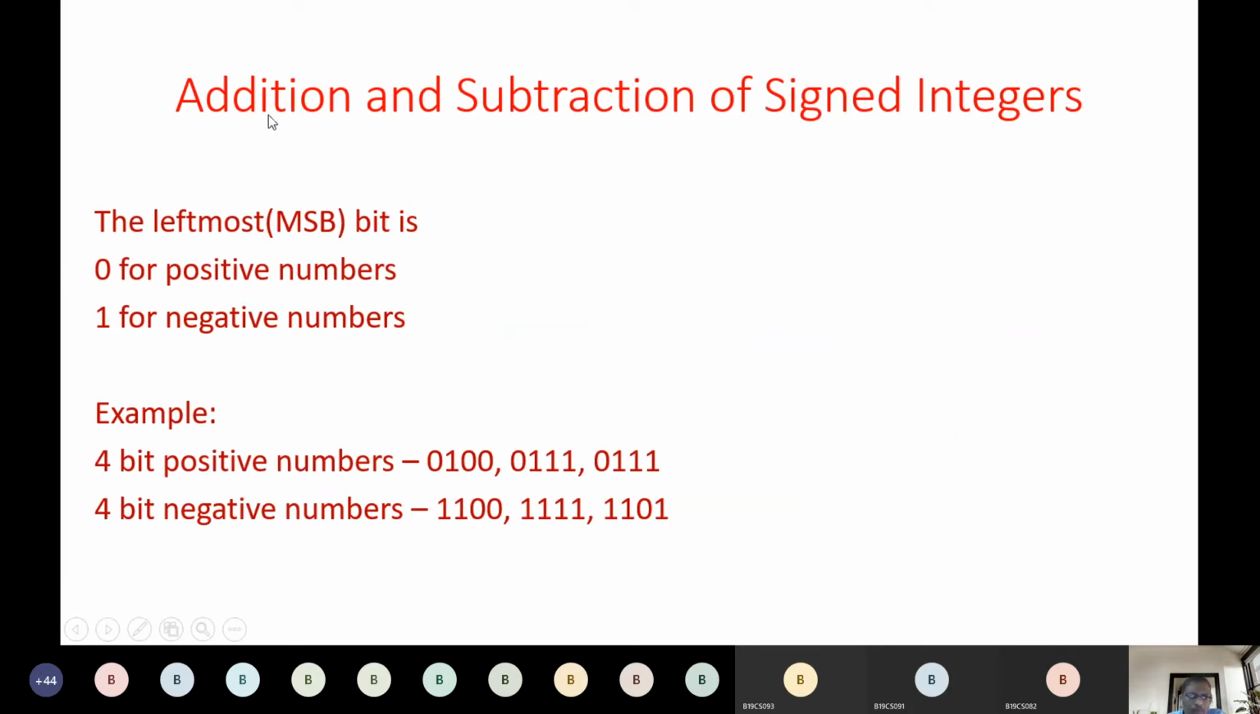So now the topic is addition and subtraction of signed numbers, the numbers with some sign, that is plus or minus sign. So we already know how we represent the plus and minus. 0 represents the positive and 1 represents the negative numbers. Okay. So an example of 4-bit positive numbers is these, because at the starting we have zeros, and these are the negative numbers because at the starting they have ones. Okay.